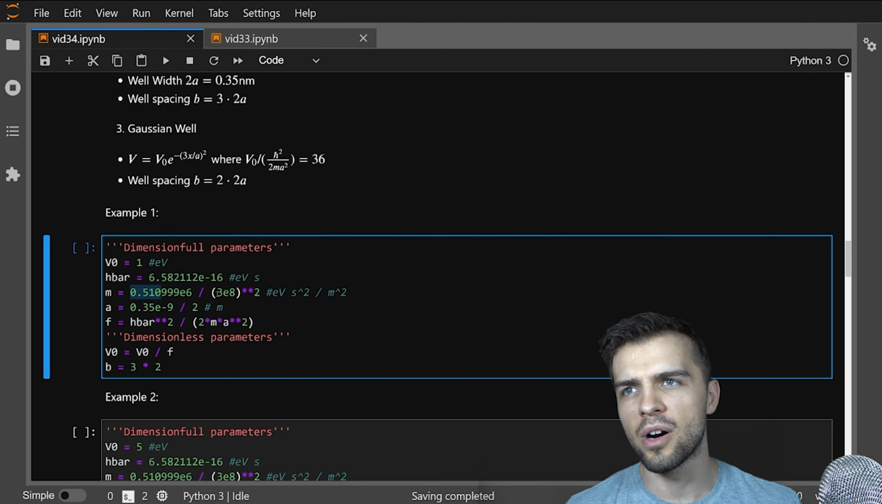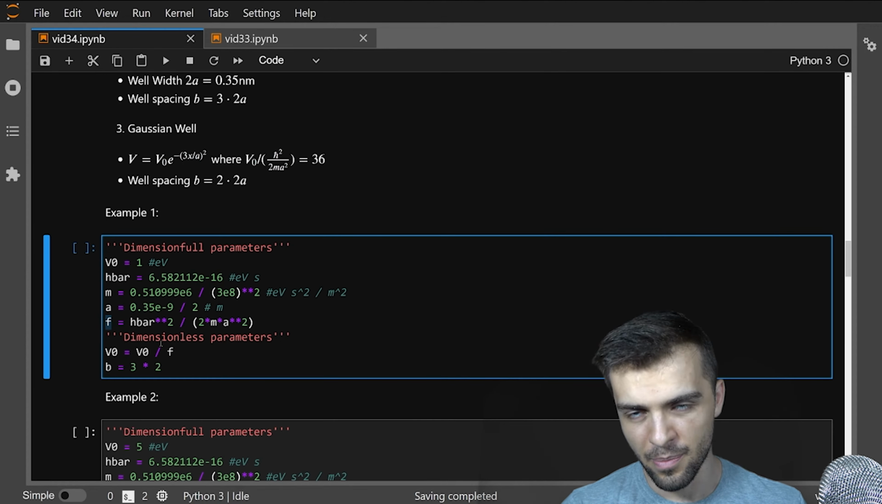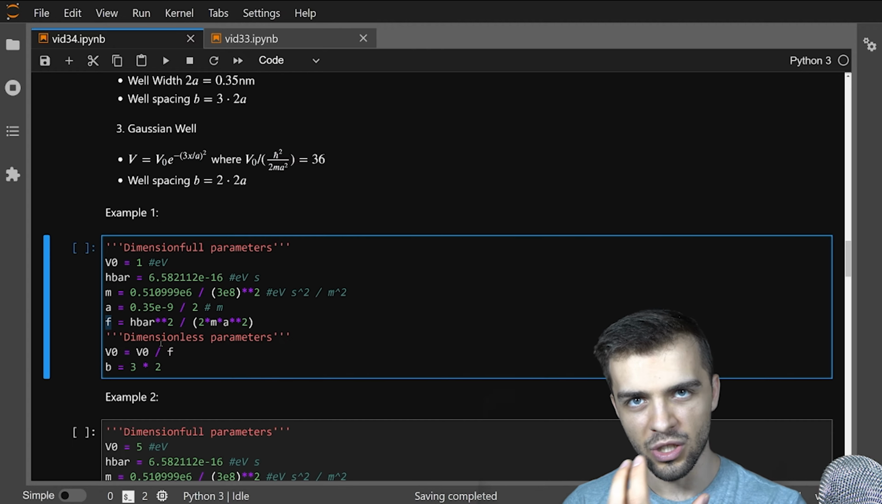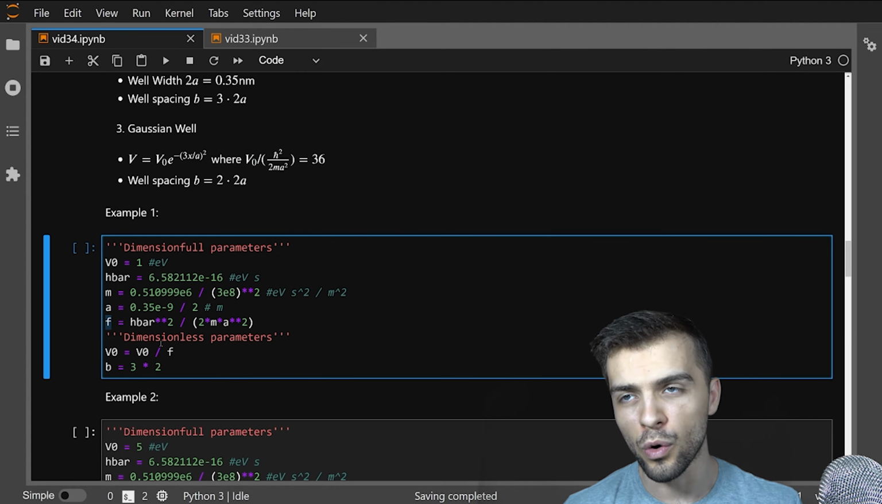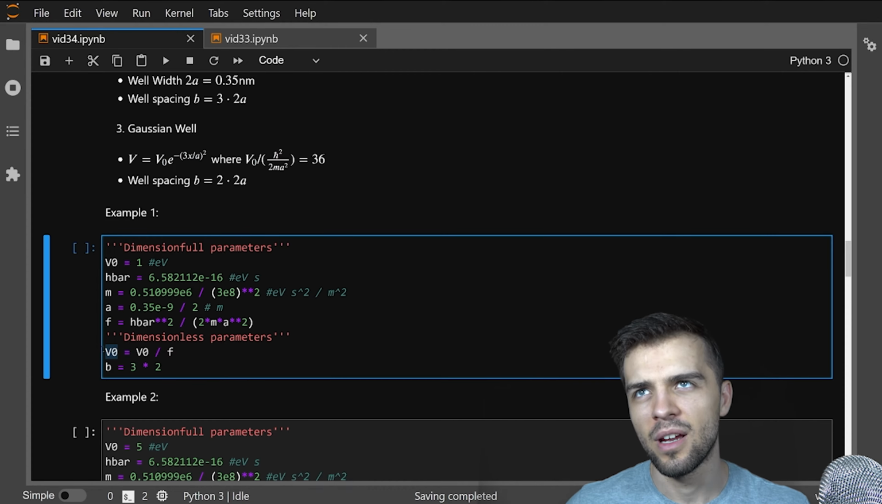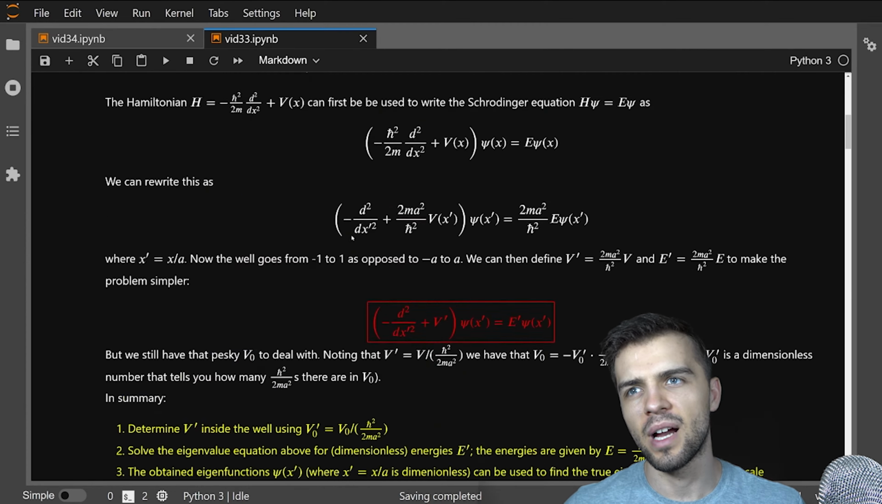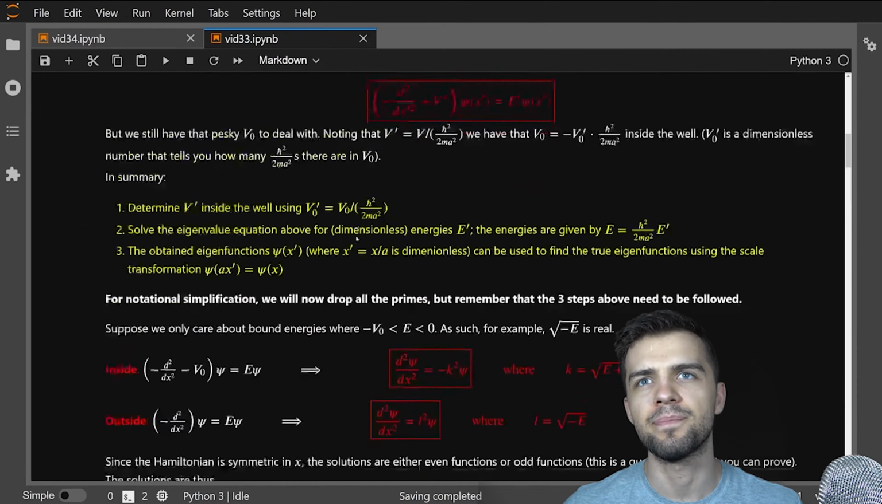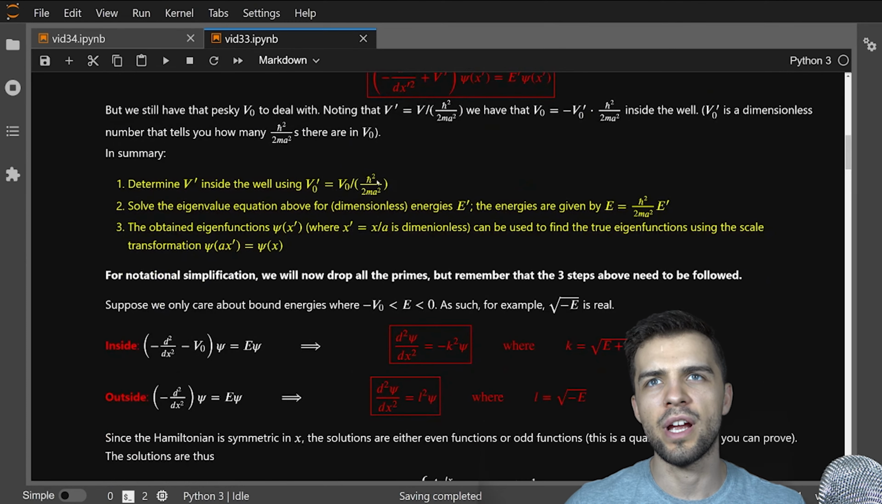I'll define H bar, the mass of the electron, the spacing of the well in terms of meters, and then F. And F is a factor, by the way, that allows me to go from dimensionless parameters to dimension-full parameters. So what I do is my V naught, remember in my older video, I defined V naught prime as V naught over H bar squared over 2ma squared. This is a dimensionless potential. And so F is H bar squared over 2ma squared.